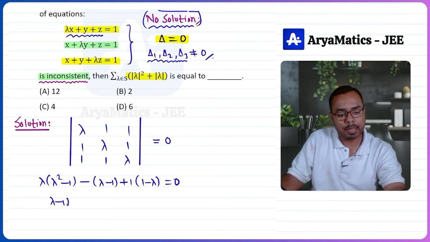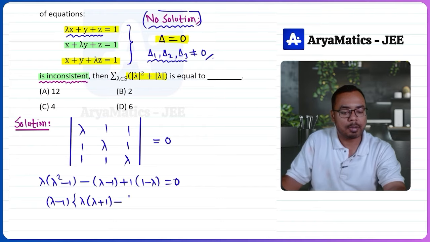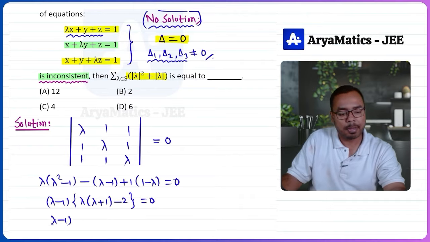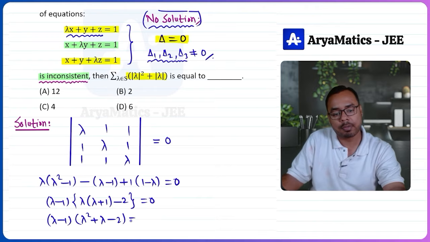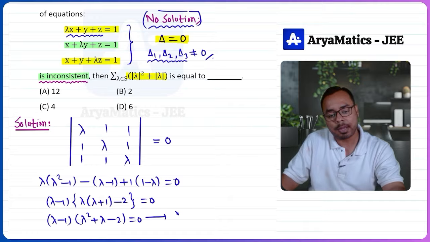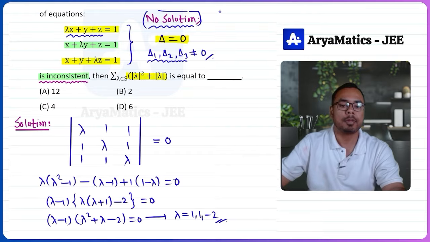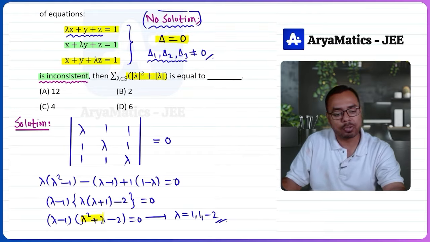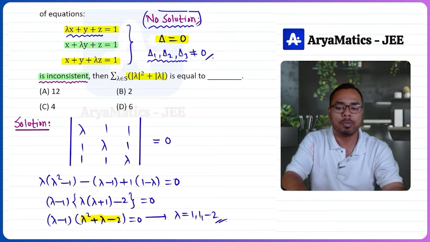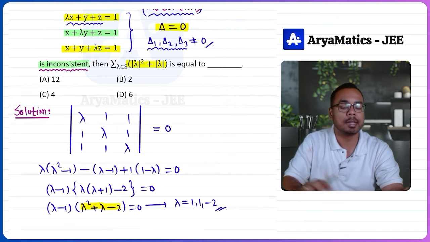Lambda minus 1 you can take common from all of these. So from the first term you will get lambda into lambda plus 1, and from the others you will get minus 1, another minus 1, so that is minus 2. So we have lambda minus 1, and then lambda square plus lambda minus 2, this equals 0. So from here we are getting these three values of lambda: 1, 1 and minus 2. You will get 1 from here, and the roots of this quadratic will be 1 and minus 2. So these are the three values of lambda that we are getting.